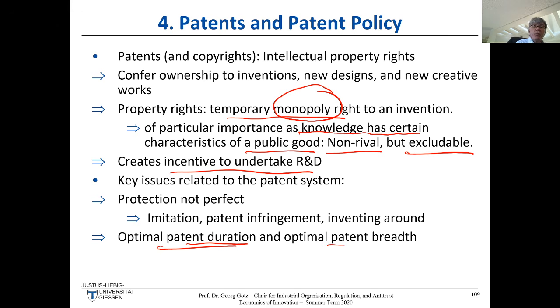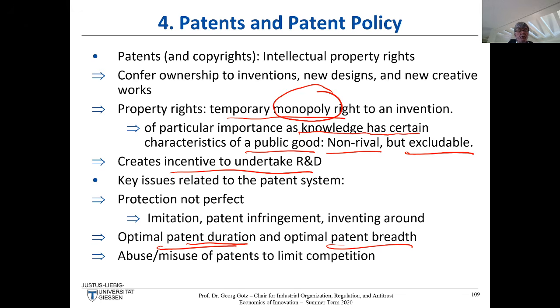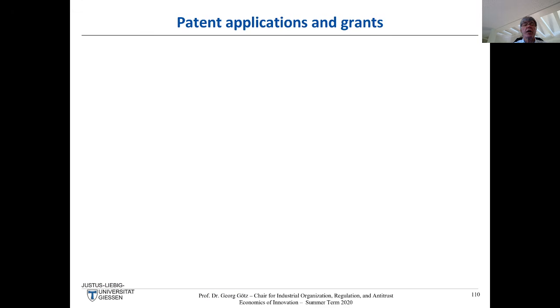Another point is also optimal patent breadth. We will discuss that later, and I will explain later what that means. And of course, that's what we discussed already when we discussed the Gilbert-Newbery paper. You might abuse or misuse patents in order to limit competition, okay? We will also discuss that later on, once we look into how it empirically matters whether you have patent protection or not. And I first want to show you some empirics, how patent behavior really looks like.